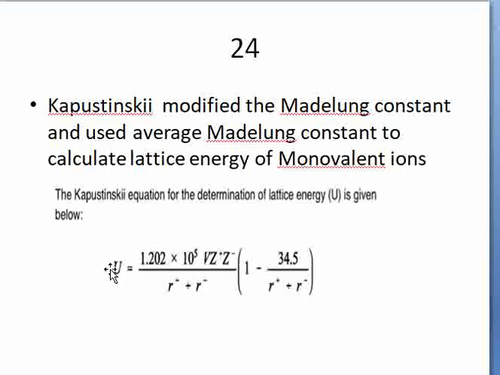This is the equation. U is equal to 1.202 × 10^5. V is the number of ions per unit cell. Z plus and Z minus are the charges of the ions. R plus and R minus are the radius of the ions, cations and anions. So this equation is a formula that can be used generally, without regard to monovalent or divalent nature. This is the modification done by Kapustinskii. So இது எக்ஸாம்ல கேட்கறதுக்கு வாய்ப்புகள் அதிகம்.